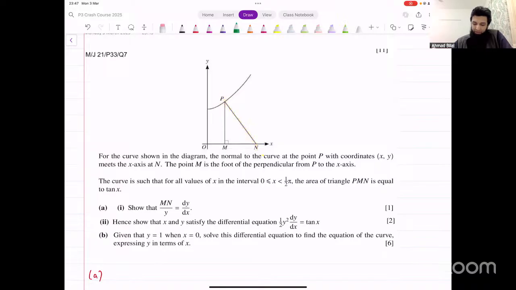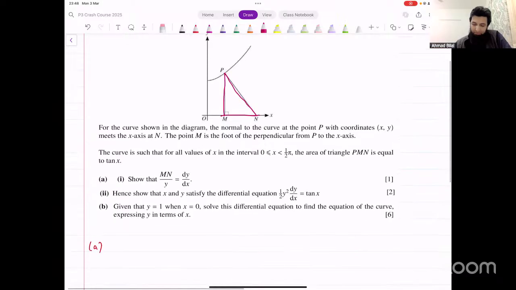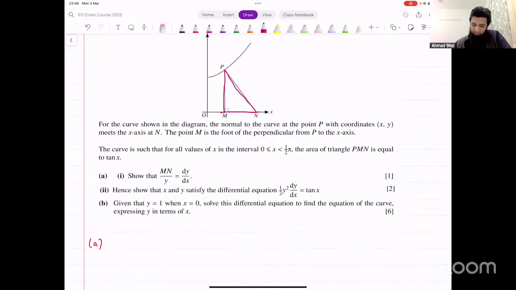The curve is such that for all values of x in this interval, the area of the triangle PMN is equal to tan x. Show that MN over y equals dy over dx. Okay, so the area of this triangle, they are saying that is equal to tan x. Okay, how do we think about this now?